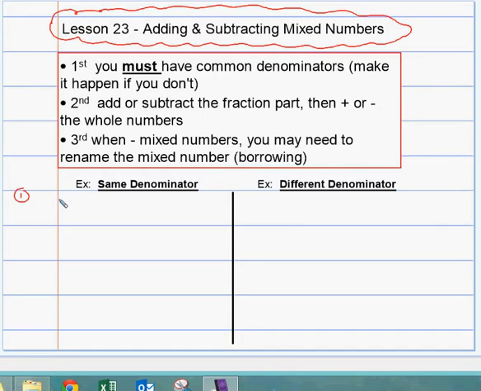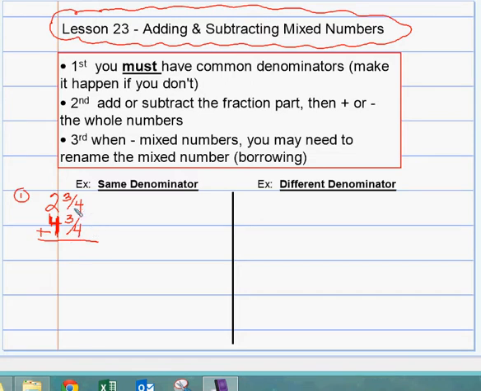If we have 2 3/4 and we add 4 3/4, that line is not cooperating with me, 4 3/4. Okay, so we're going to add. We're going to do an addition and then a subtraction. Okay, I have the same denominator, 4 and 4, so I'm going to add the fraction parts first.